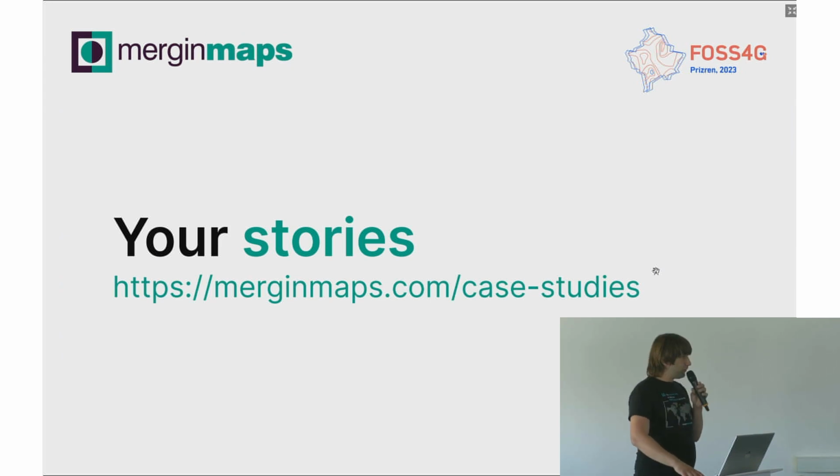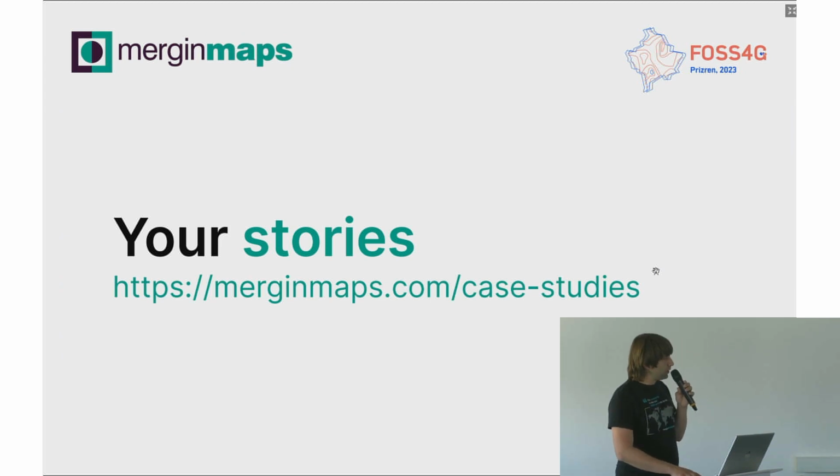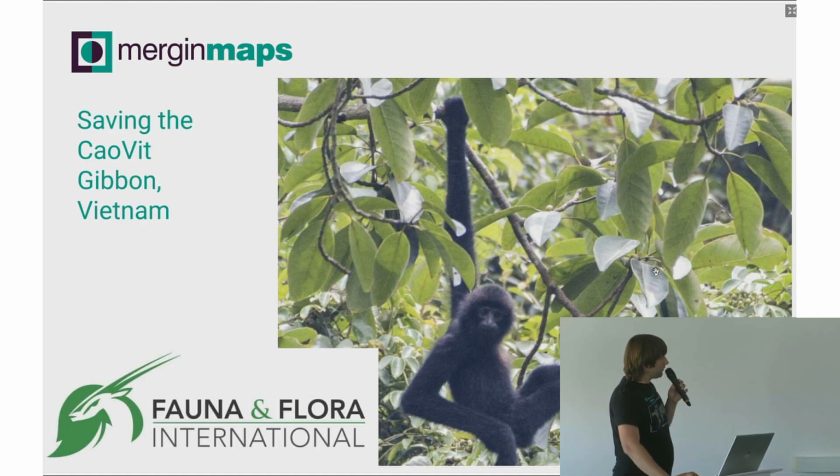So a bunch of case studies from the recent FOSS4G. You can find all of them on the website. So this one is from Vietnam, where Fauna and Flora International used Mergin Maps to track gibbons and where they live and how we can help them.